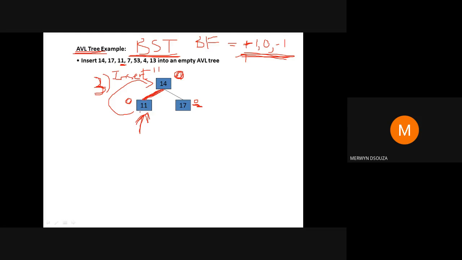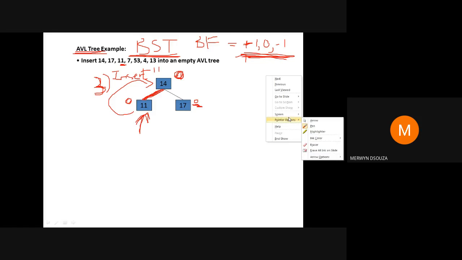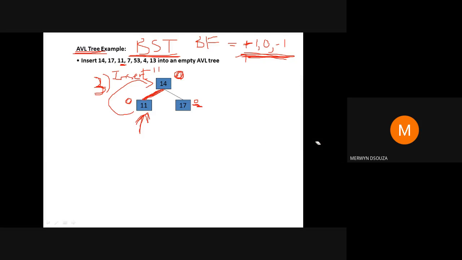So calculate from the new node that you have just inserted all the way backwards to the root node. You could have many nodes on that path. Calculate all of those and see that those values are valid balance factor values. If you take care of that, then AVL tree is very easy to do.